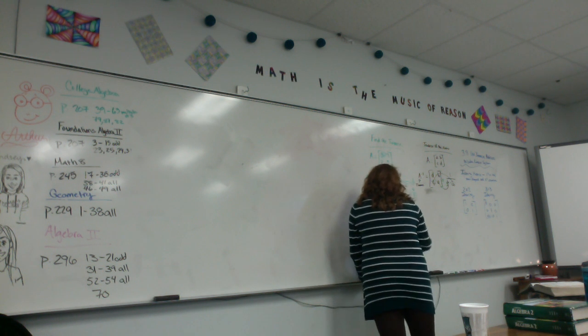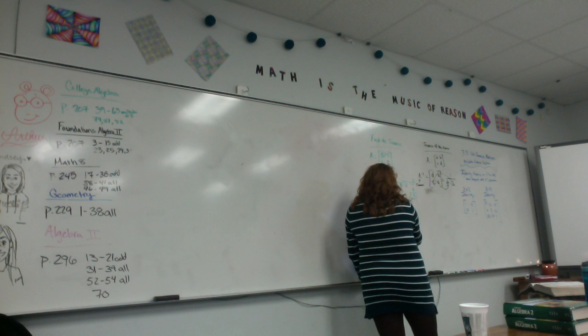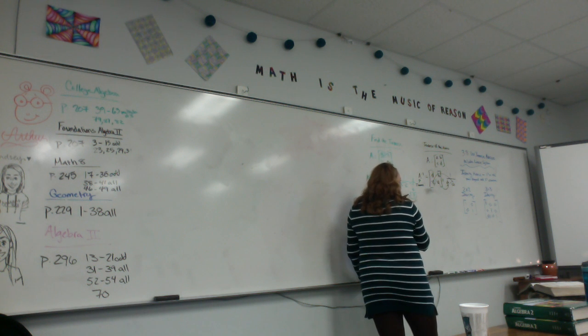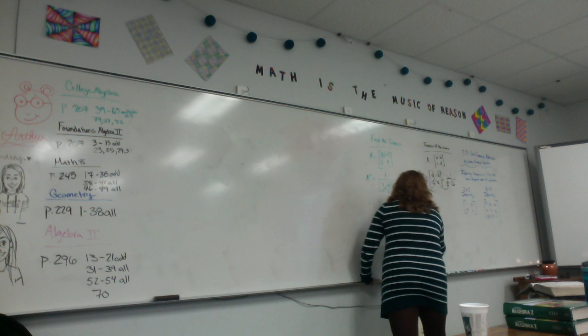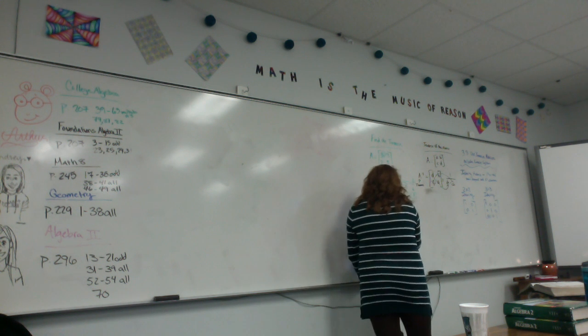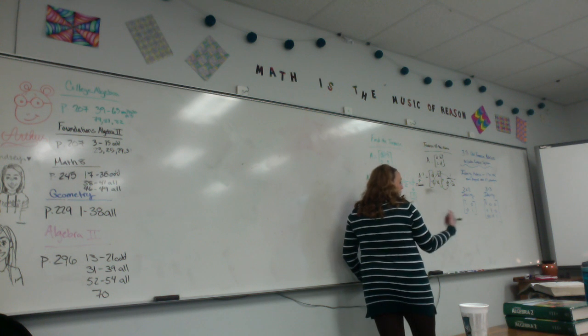If I take this row by this column, what's 3 times -5? -15, and 8 times 2 is? 16. -15 and 16 is 1. If I take this row by this column, what's 3 times 8? Positive 24. And then 8 times -3 is -24. So 24 minus 24 is?